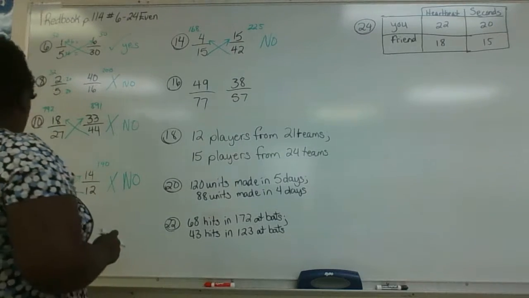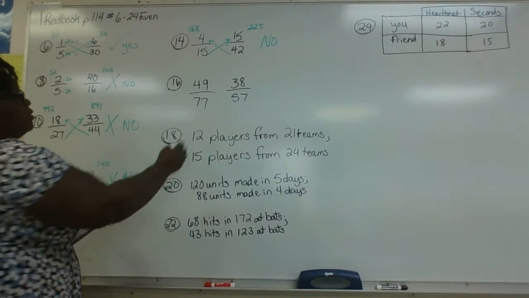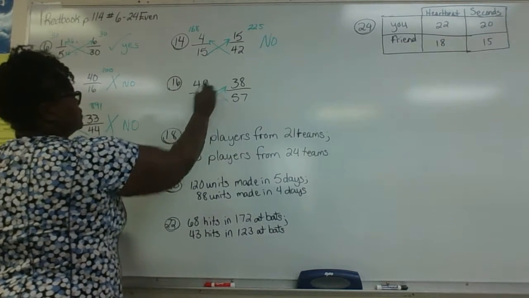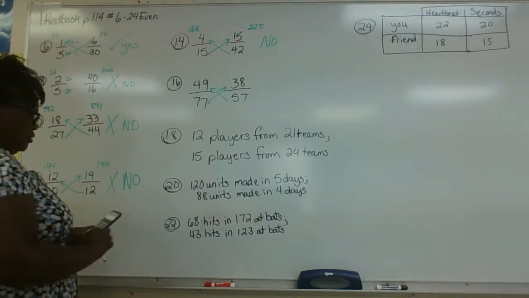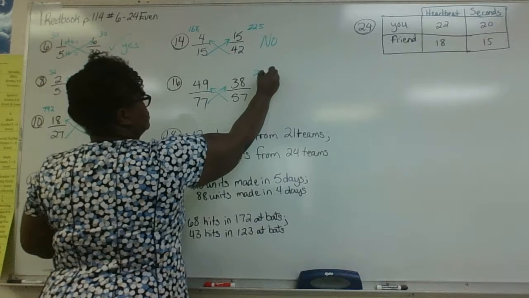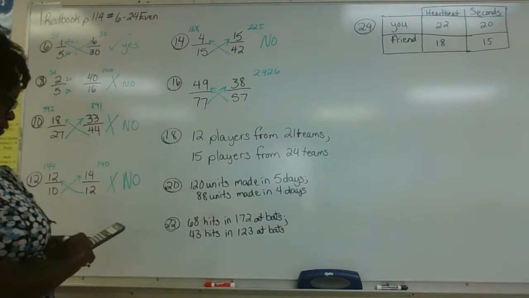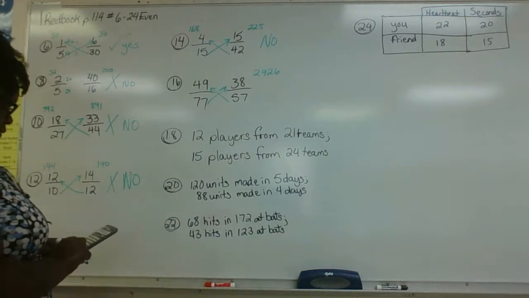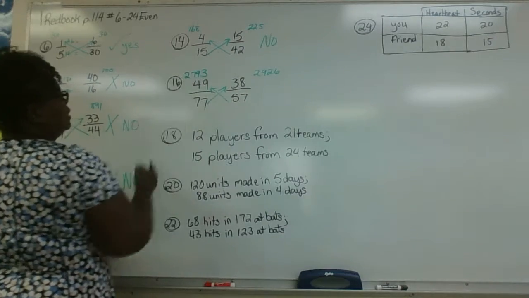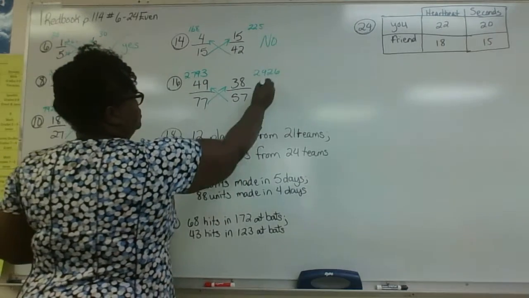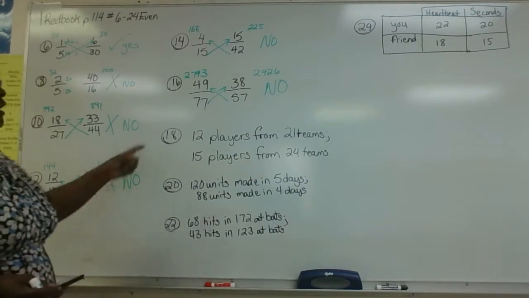Let's look at number 16. Number 16, let's use cross product method. So that's 77 times 38 will give us 2,926. And then 57 times 49 will give us 2,793. That is also going to be a no. Okay? Now, let's look at number 18.